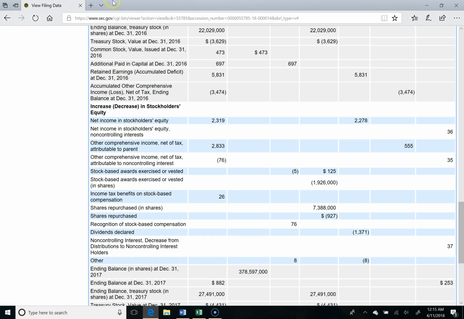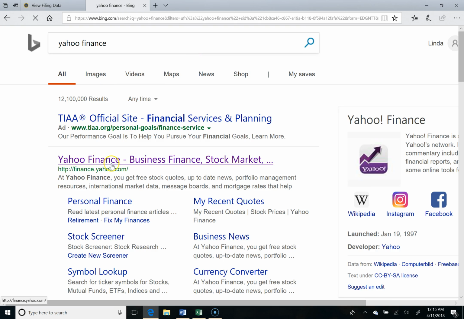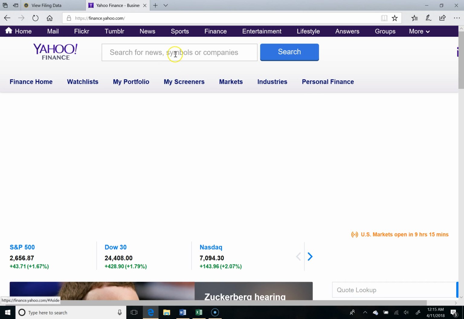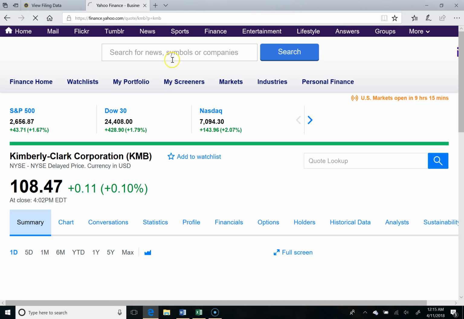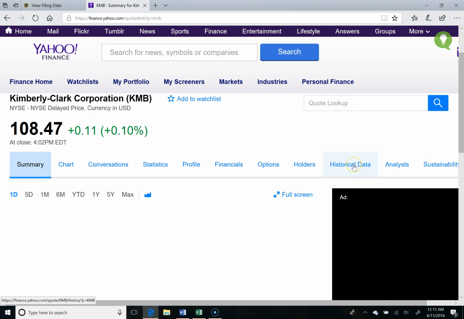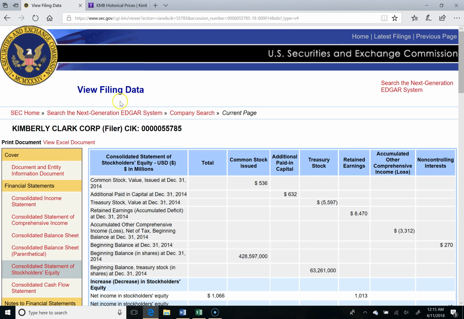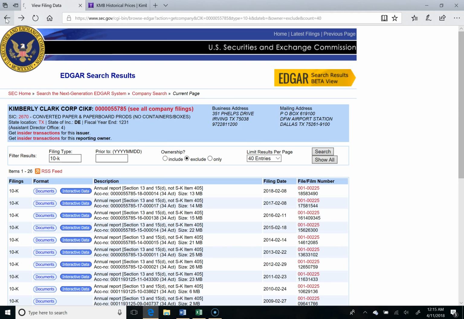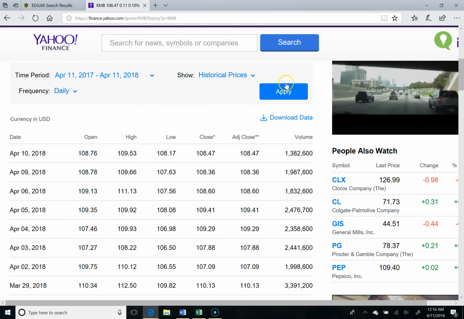So where can we find stock price? I typically use Yahoo Finance. I'm going to look for my company's ticker, Kimberly Clark, KMB. I'm looking for historical data. I want to know the date that the financial statements were issued. So I go back to Edgar. I see that the filing date for the most recent 10K was February 8th, 2018. I want to find the stock price either on February 8th, 2018 or the nearest day prior to, in case that was a weekend.